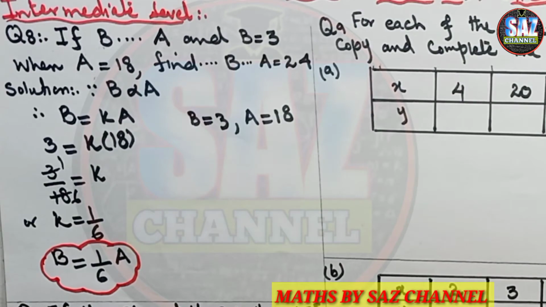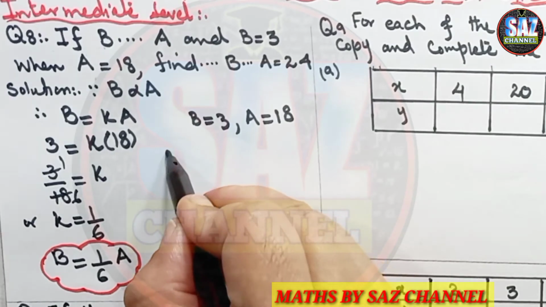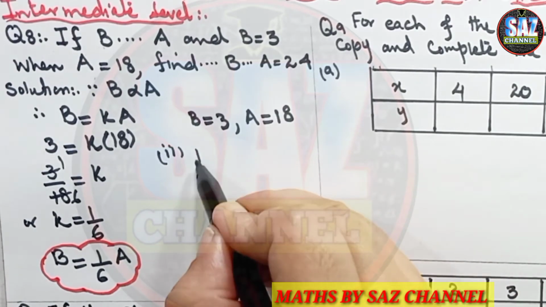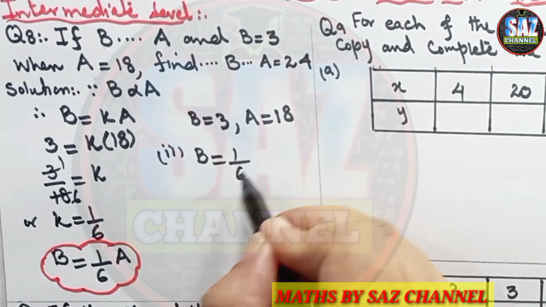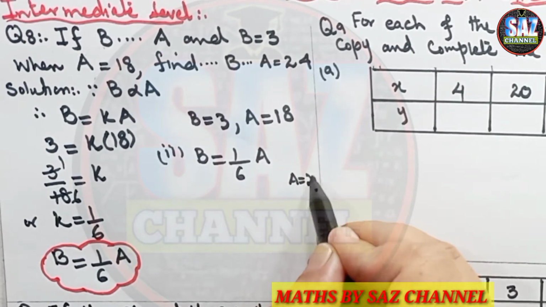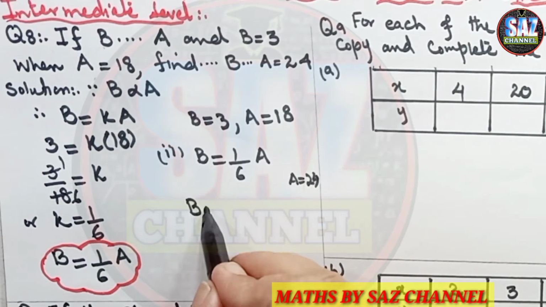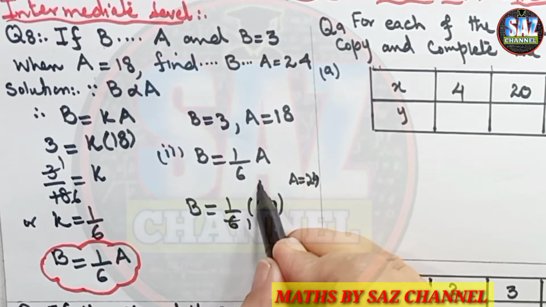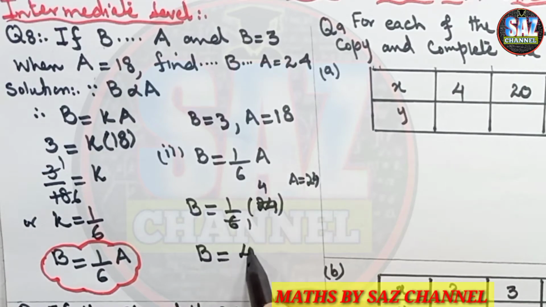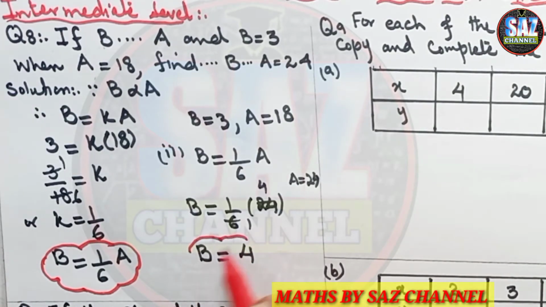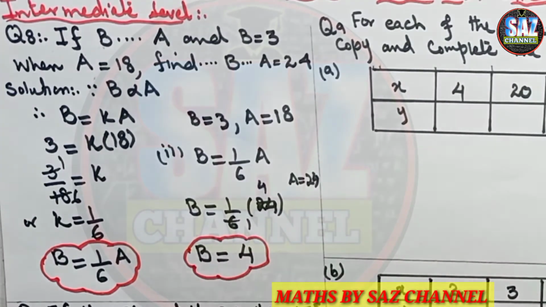Now the second part says that we have to find B for which A equals 24. For the evaluation of B for which A equals 24, we have to take again this relationship that B equals 1 by 6 A. Instead of A, I will replace 24. So my equation will take the form B equals 1 by 6 into 24. Read the table, 6 fours are 24. B will be equal to 4. I hope you are clear about this question. For the understanding of this lesson, you should have command of the tables. Let's move to the next question.